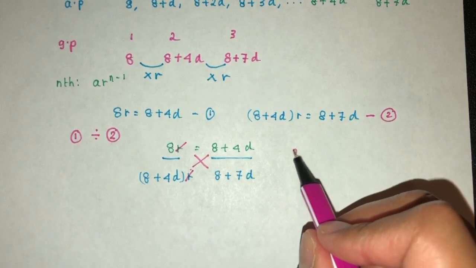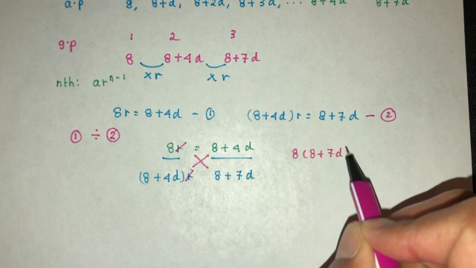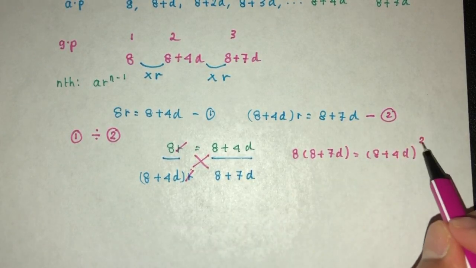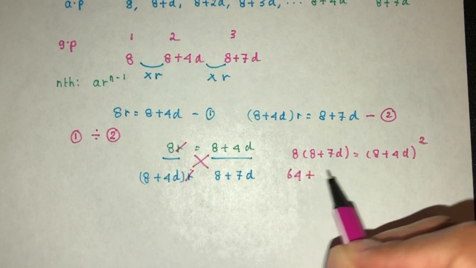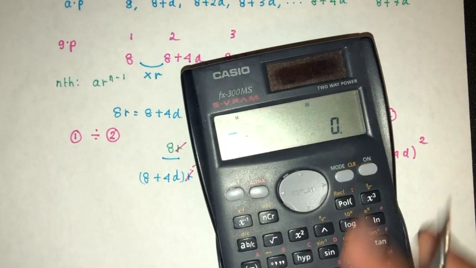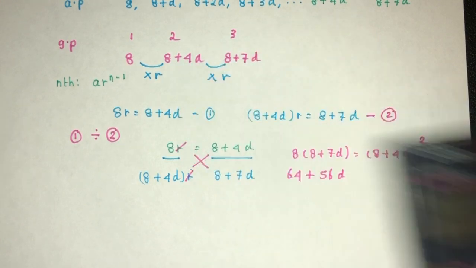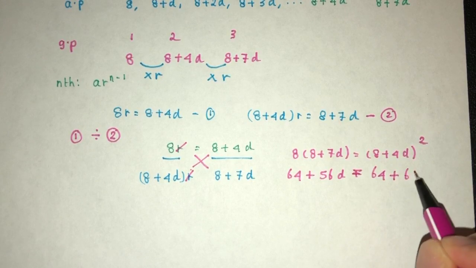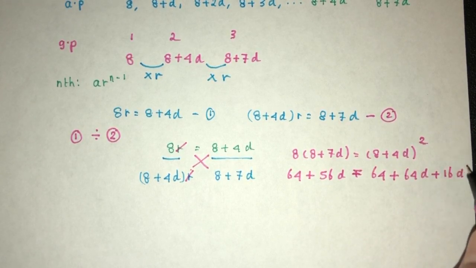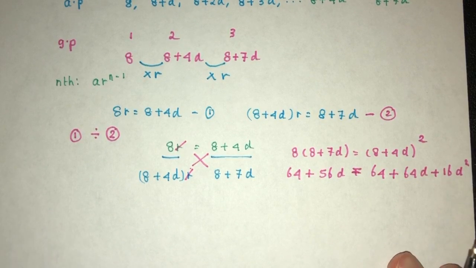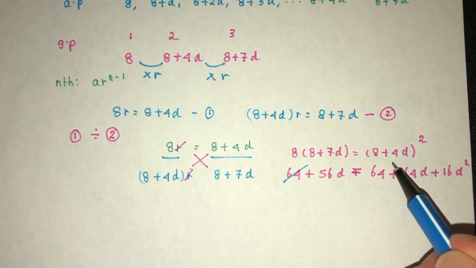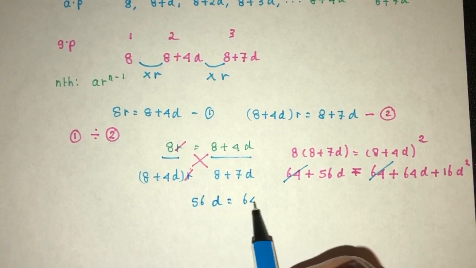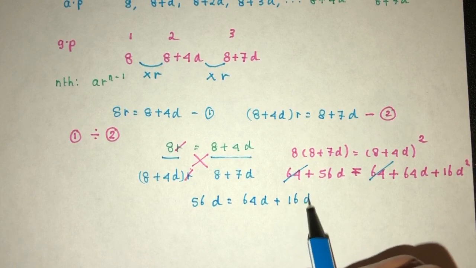You will have 8 times 8 plus 7d equal to 8 plus 4d times 8 plus 4d, so that will be square. That will be 64 plus 56d. Let's check. 8 times 7, that is 56 indeed. And here we can expand this. That will give you 64 plus 64d plus 16d square. So let's see what do we get over here. So here this will cancel out. And here we have 56d is equal to 64d plus 16d square.